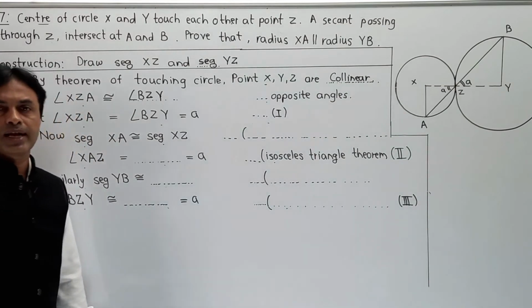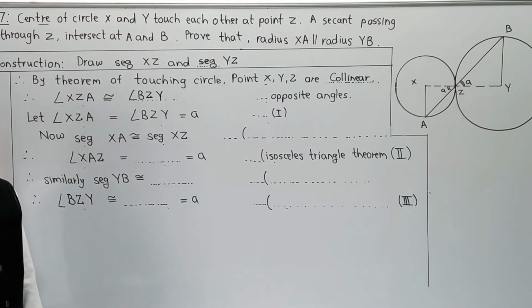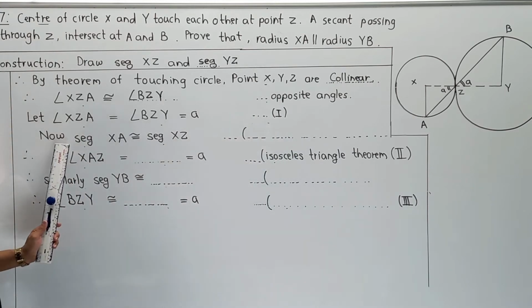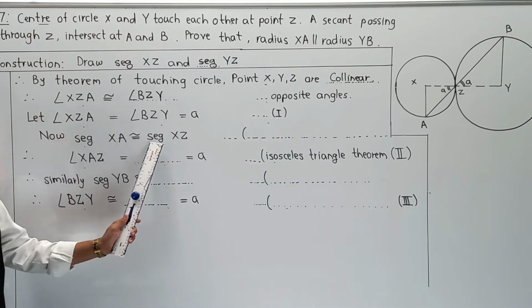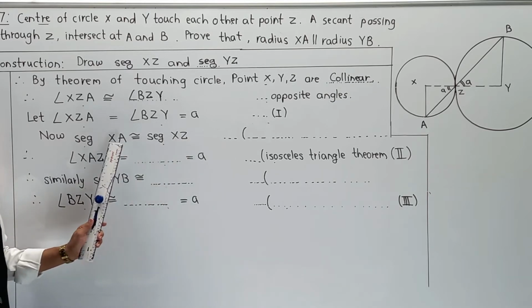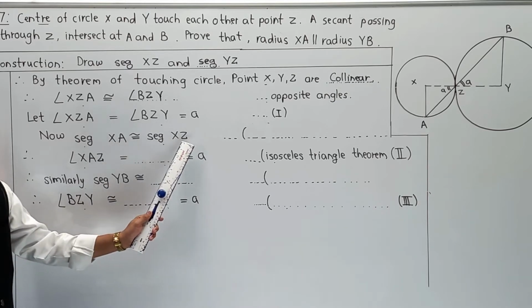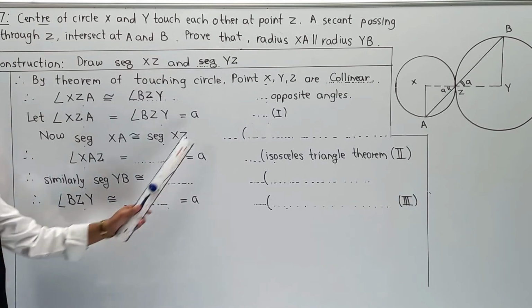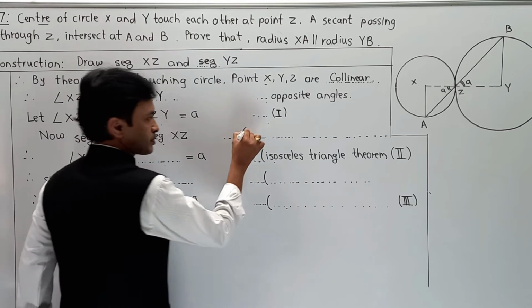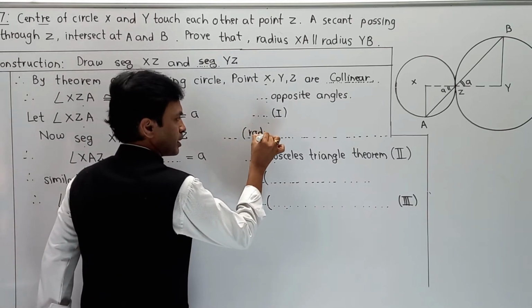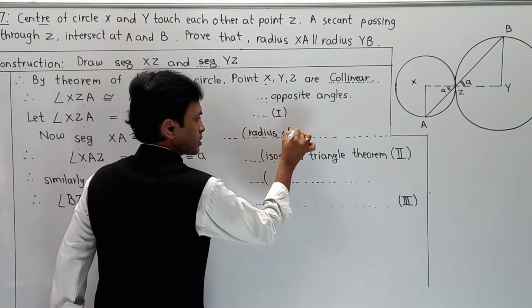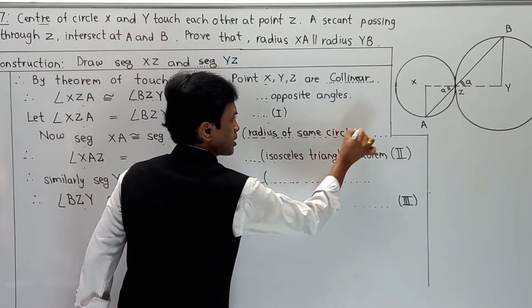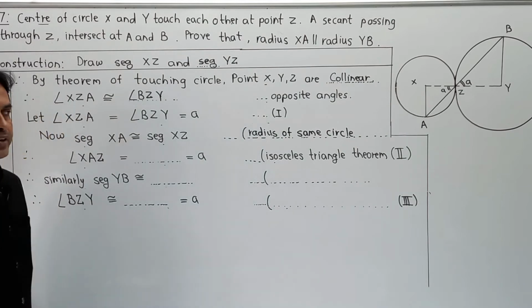Now they have equal angles, so indicating by equal value, that is A, and they have given it as equation number 1. Next, segment XA is congruent to segment XZ. From the diagram we can see that these are nothing but radii of the same circle. So in the reason I am going to write radius of same circle with center X. If you want to write, definitely you can.